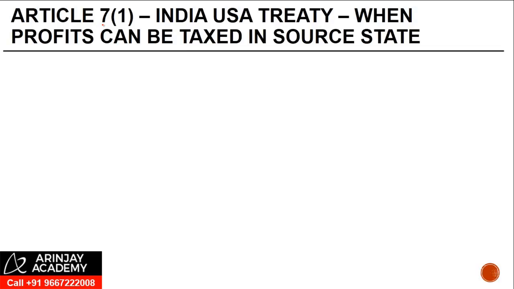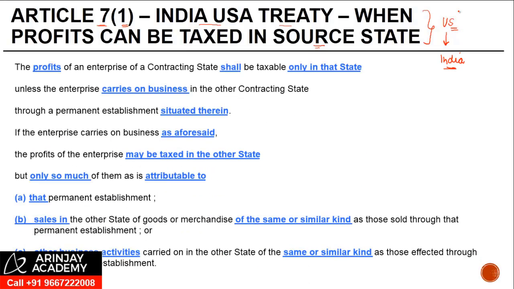Let us now look at Article 7, Paragraph 1 of the India-USA Treaty. And this deals with when profits can be taxed in the source state. Now let us consider there's a US resident who's carrying on business in India. So India is the source state and US is the state of residence.